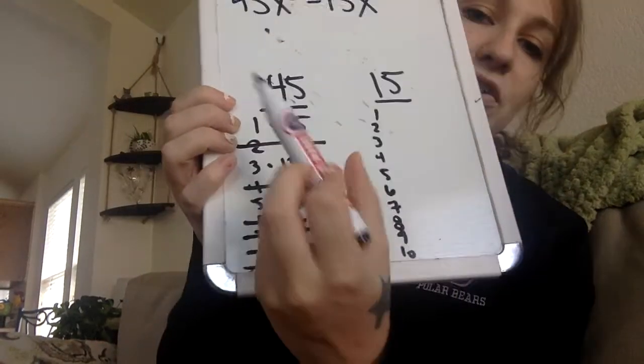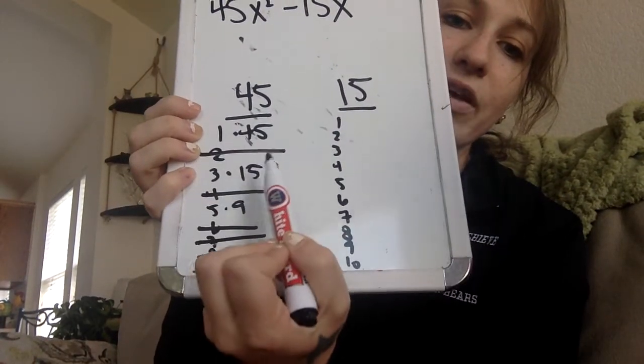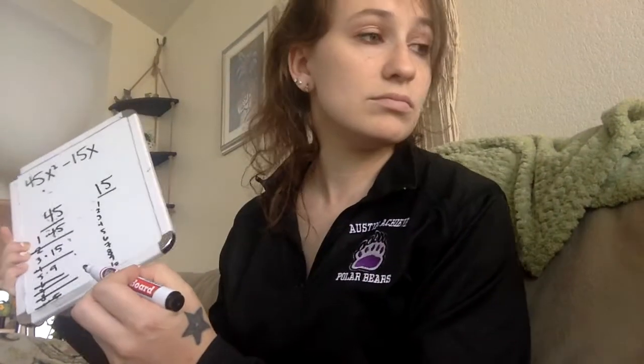45 divided by 6 is not divisible. 45 divided by 7 is not divisible. 45 divided by 8 is not divisible. 45 divided by 9 is 5. I have repeats, that means I'm done. So my factors for 45 are 1 times 45, 3 times 15, and 5 times 9.